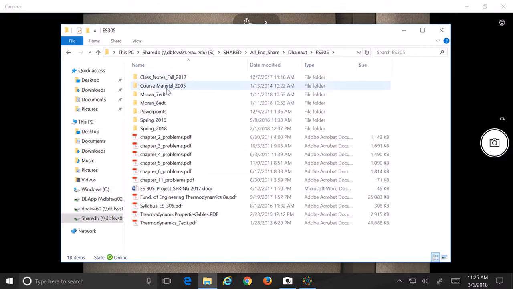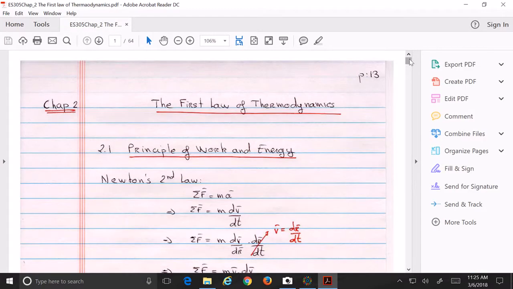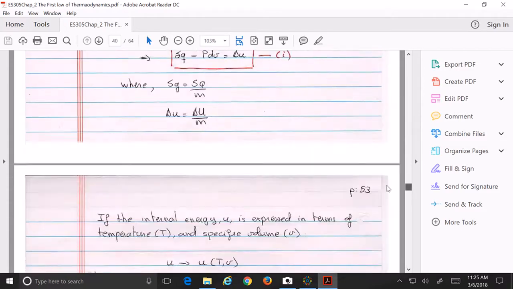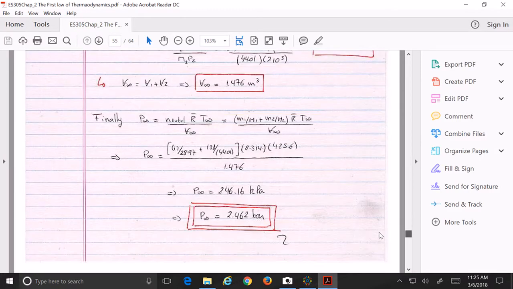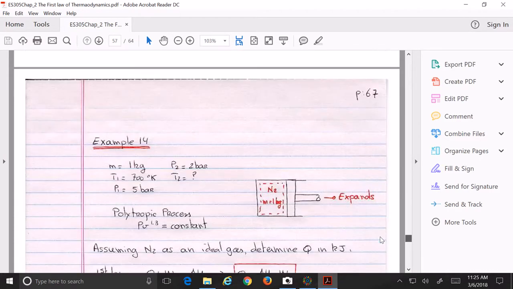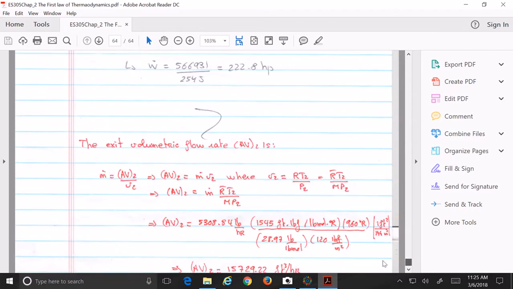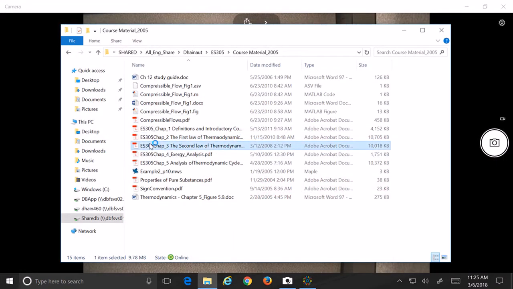Do you see, it's a long time since I updated the class notes, 2005. I don't know if it's going to be here or on the other one. Okay, so this is not here. I guess it's in here.